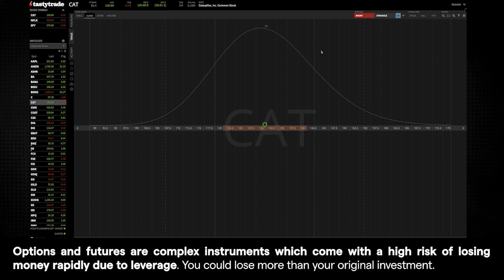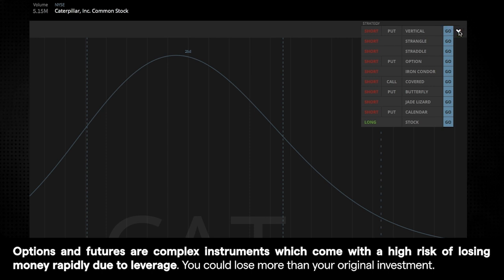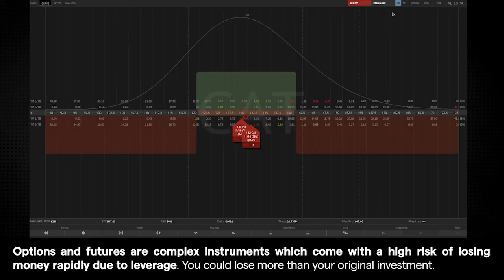I want to take advantage of the high IV CAT has with earnings coming up, so I decide to sell a strangle. Using the strategy menu, I can quickly load a strangle by clicking on the drop-down menu and selecting Short Strangle. As you can see, there are plenty of other strategies listed here too. I can click on Short to switch to Long, and vice versa. I select Short Strangle, and it spits out some strikes that I can easily adjust.